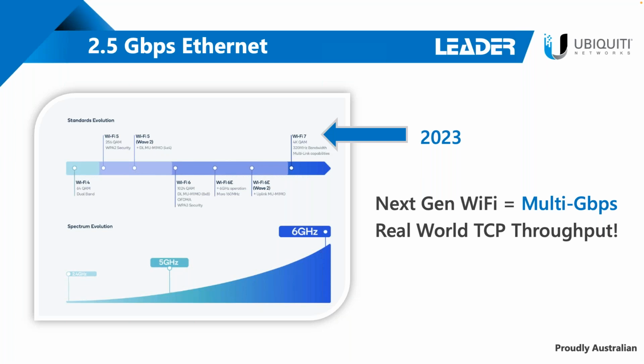Why? Because even Wi-Fi 7 most likely won't exceed 10 gigabit per second. 2.5 gigabit per second Ethernet is still 2.5 times faster than your standard current gigabit per second Ethernet. So it's a massive improvement.